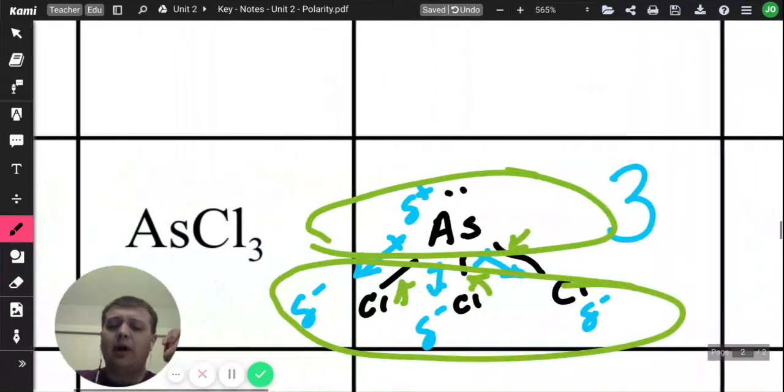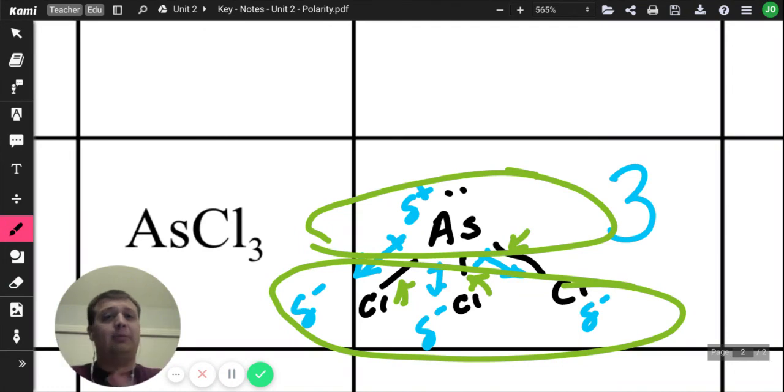Okay. How do I know? Well, I know because chlorine to arsenic is a polar bond. Since that's a polar bond, normally this would be a non-polar molecule, right? If I had those chlorines spread out around it with no lone pairs, this would be a non-polar molecule. Why? Because everything on the outside would be negative. However, when I added that lone pair, it changed my shape, and now I've got one end that's positive and one end that's negative.